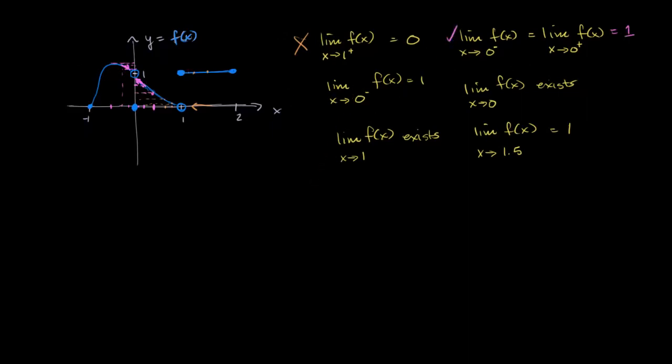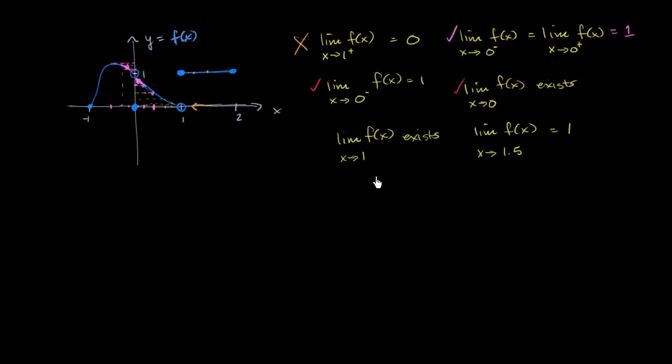Now let's look at this statement. The limit of f of x as x approaches 0 from the negative direction is equal to 1. Well, we've already thought about that. As x gets closer and closer to 0, f of x gets closer and closer to 1. So this is also true. Limit of f of x as x approaches 0 exists. Well, it definitely exists. We've already established that it's equal to 1. So that's true. Now, the limit of f of x as x approaches 1 exists.